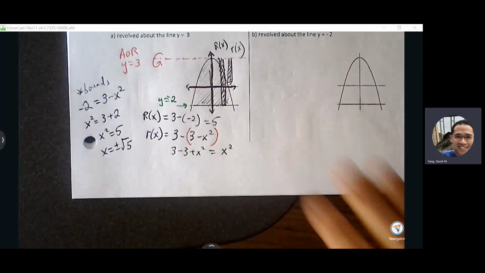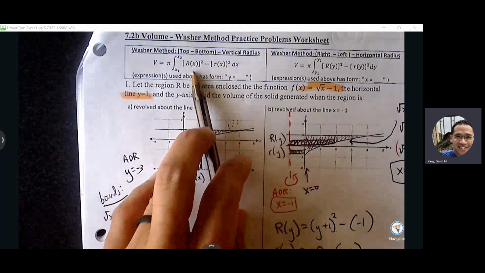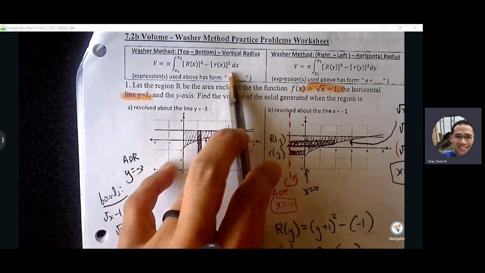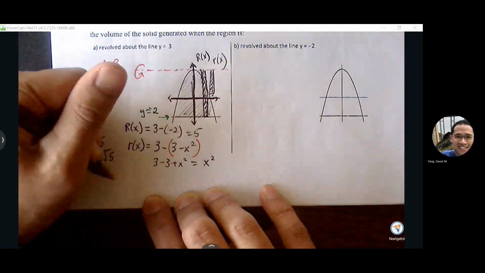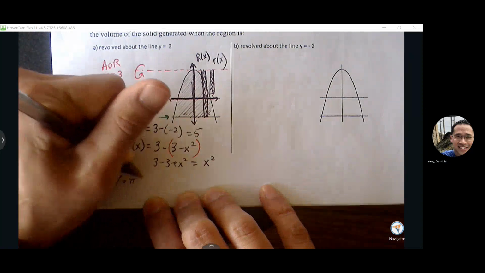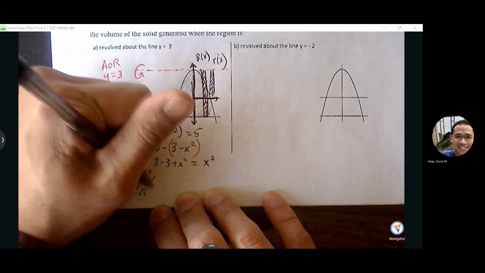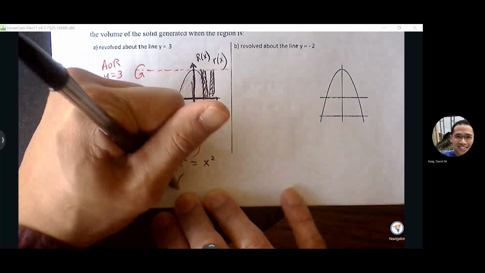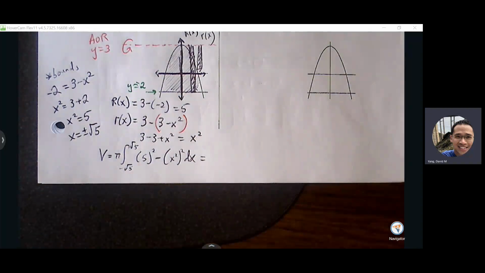Okay. We have our bounds, we have our big R, we have our little r. Now we can just put it into our washer method formula. Pi times big radius squared minus little radius squared dx from -√5 to +√5. Okay. Practice entering into your calculator.